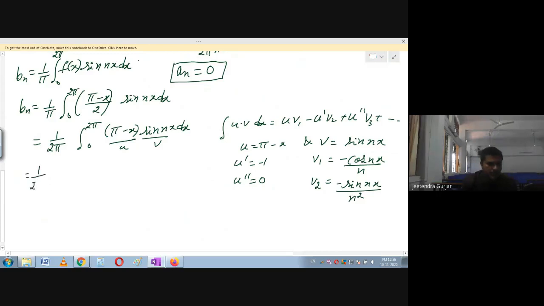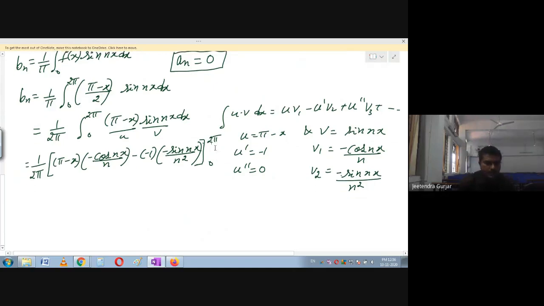So this is equal to 1 upon 2 pi. Now you can substitute the values of u and v. Keep u as it is, that is pi minus x, and v1 is minus cos nx upon n, minus u dash, which is minus 1, times v2, which is minus sin nx upon n square. Further, u double dash is 0, so leave it. Therefore, this is from 0 to 2 pi.